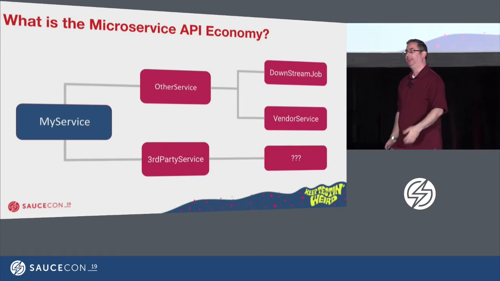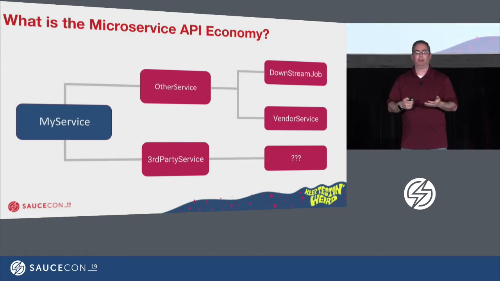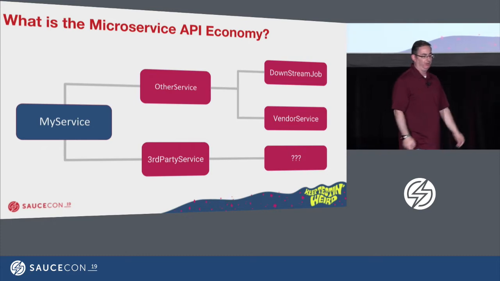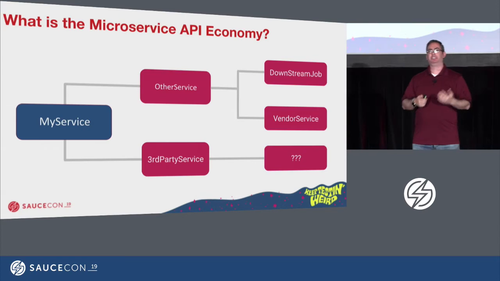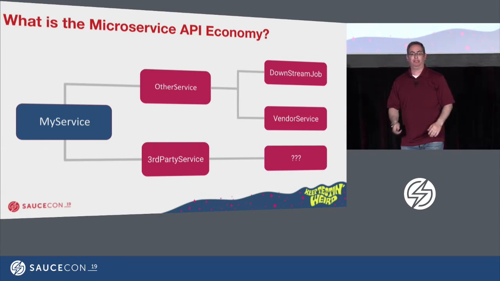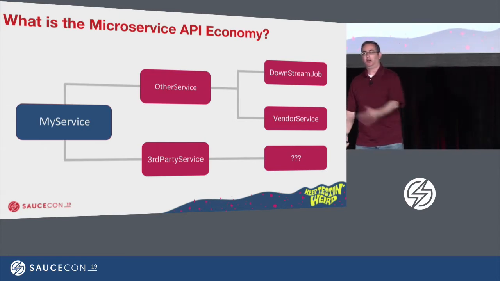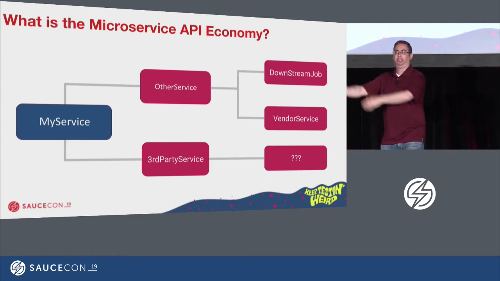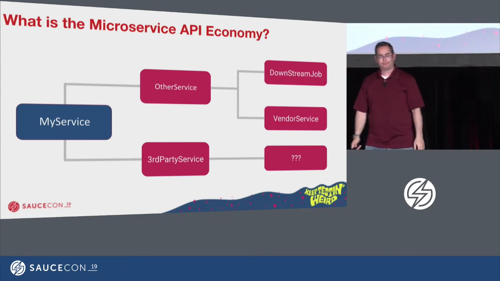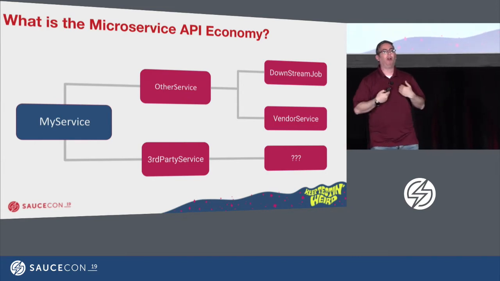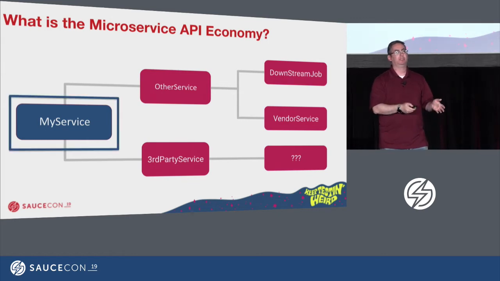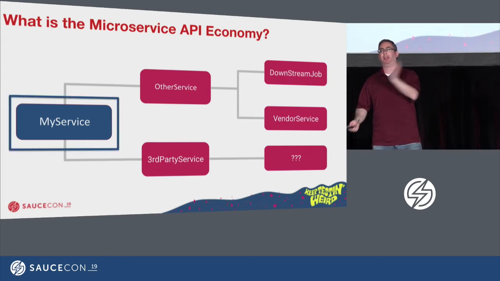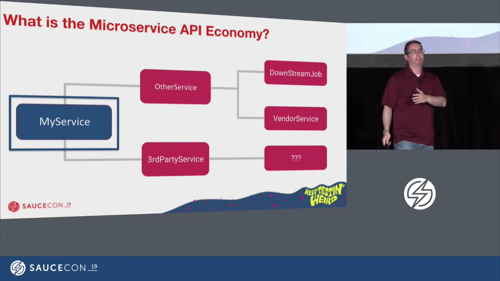First, I want to level set and explain what I mean when I talk about this API microservice economy world. Let's pretend that we own Microservice, and Microservice depends on a number of different downstream dependencies, right? We got other service, third-party service, all the way down the line, and who knows just how far this tree extends all the way over. What we care about, what our job is as the owner of Microservice, is testing what's in the box. Anything outside the box is someone else's job to take care of and make sure that it works. But our job is to test what's in that box for Microservice.